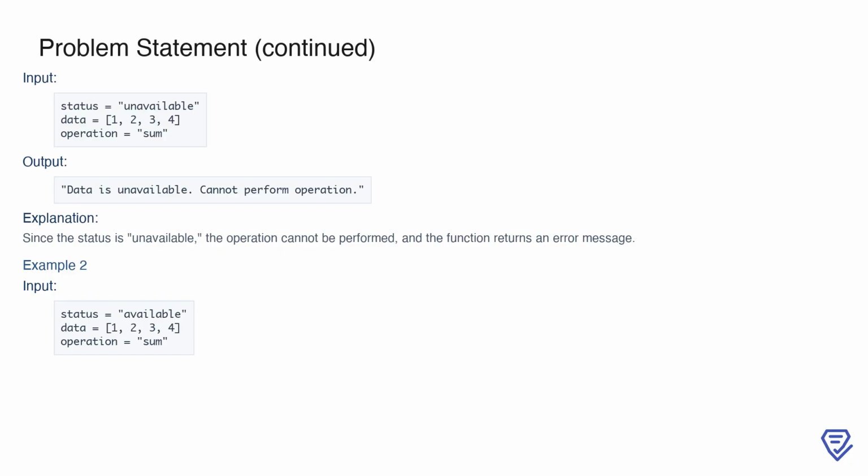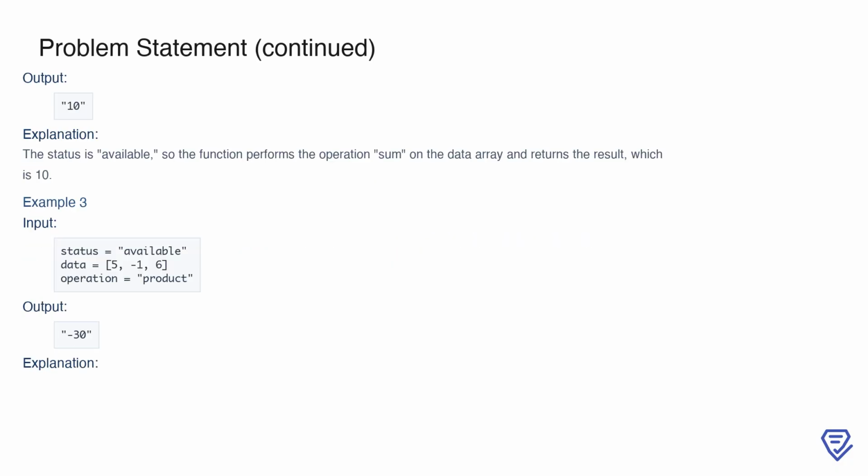Now, consider another scenario where the status is available, the same data array, 1, 2, 3, 4, is provided, and the operation remains sum. In this case, since the status is available, the function can proceed with the operation. The specified operation is sum, so the function adds all the numbers in the data array, 1 plus 2 plus 3 plus 4. The result of this summation is 10, which is then returned as the output. This demonstrates how the function performs the requested operation on the data when it's accessible.